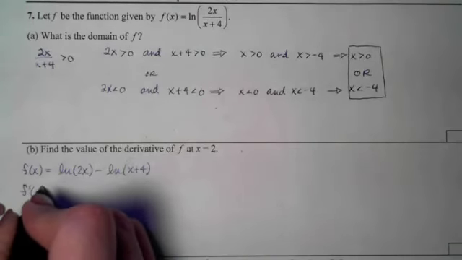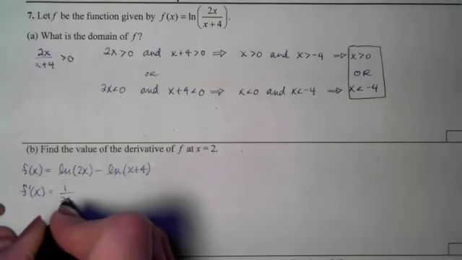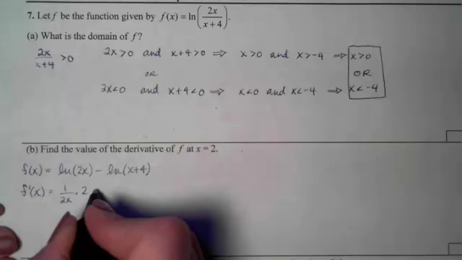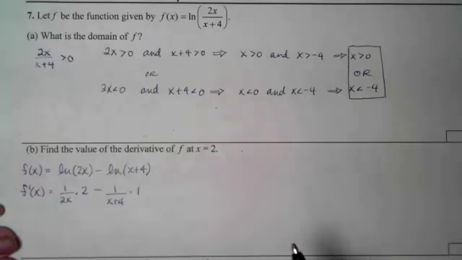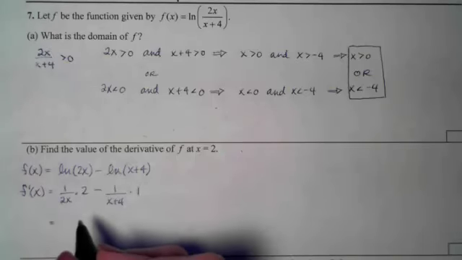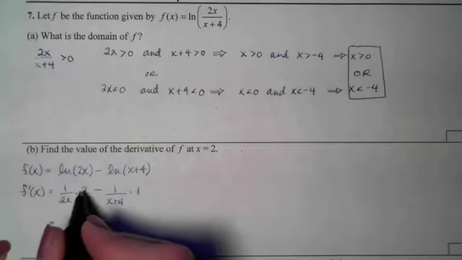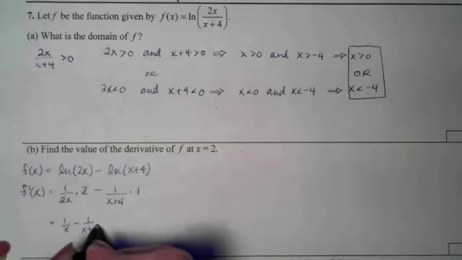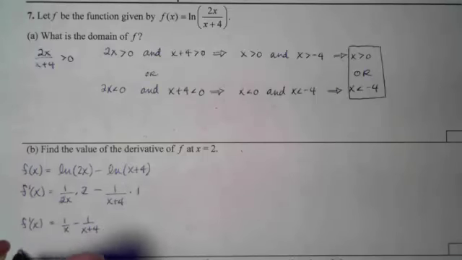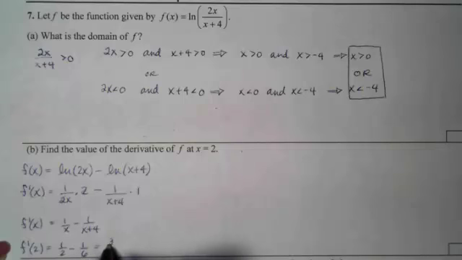If I take the derivative, I'll end up with 1 over the inside times the derivative of the inside, minus 1 over the inside times the derivative of the inside. The 2's cancel, and I get 1 over x minus 1 over x plus 4, which I can then evaluate at 2. So f prime of 2 would be 1/2 minus 1/6, which is 3/6 minus 1/6, which is 2/6 or 1/3.